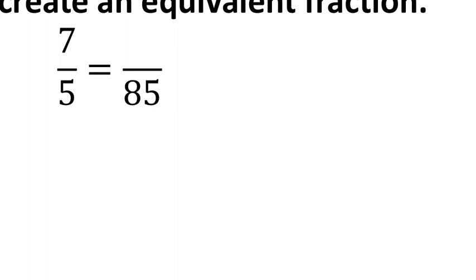But 5 is being made bigger into 85, so I know that I'm going to have to use multiplication on 5 in order to get my 85. Now, whatever I multiply the 5 by in the bottom, I'll multiply the 7 by in the top, and that will give me the new numerator. But what do I multiply 5 by to get 85?